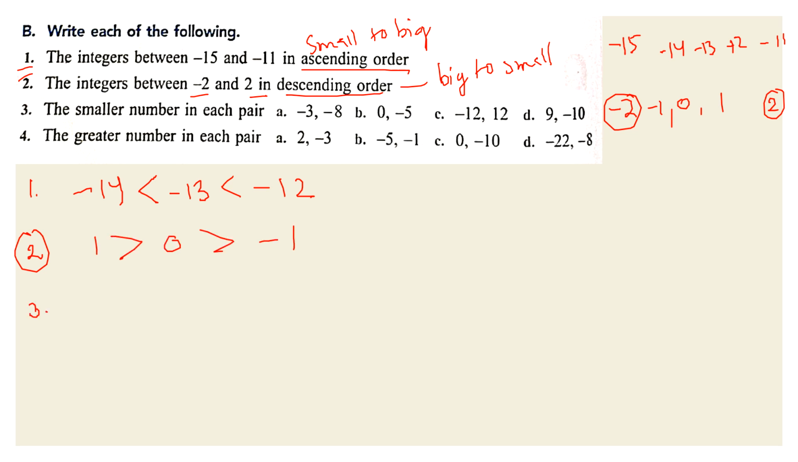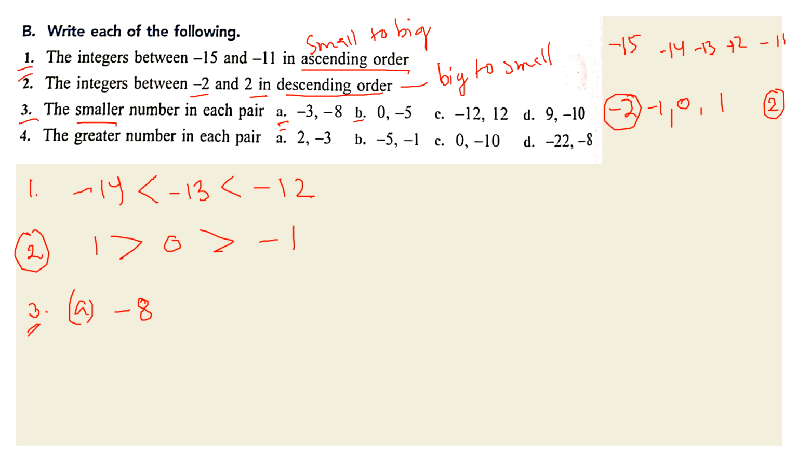That's it. Question number 3, the smaller number in each pair. Which is the smaller number in each pair? In the case of question 3A, minus 3 and minus 8, we have to find the smaller one. You see, minus 8 is to the left of minus 3 and minus 3 is to the right of minus 8. So if you use the previous logic, whatever number is on the right side is bigger. So minus 3 is bigger, minus 8 is the answer because they want the smaller number.